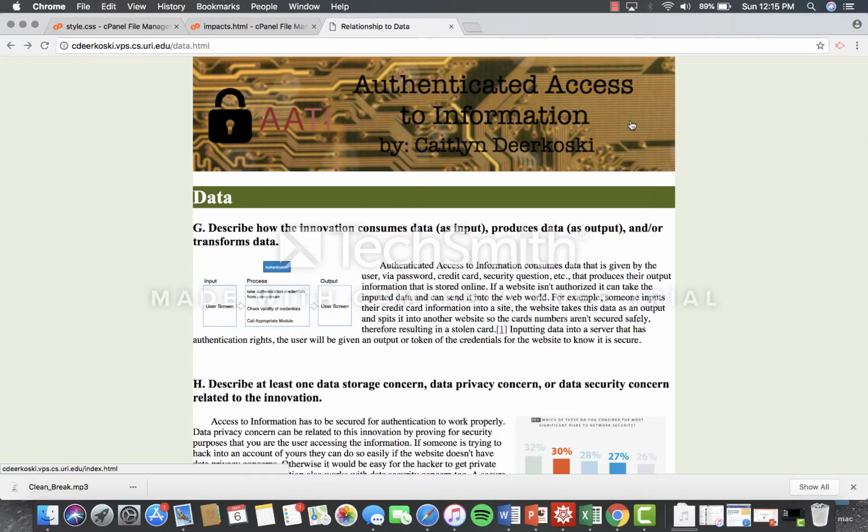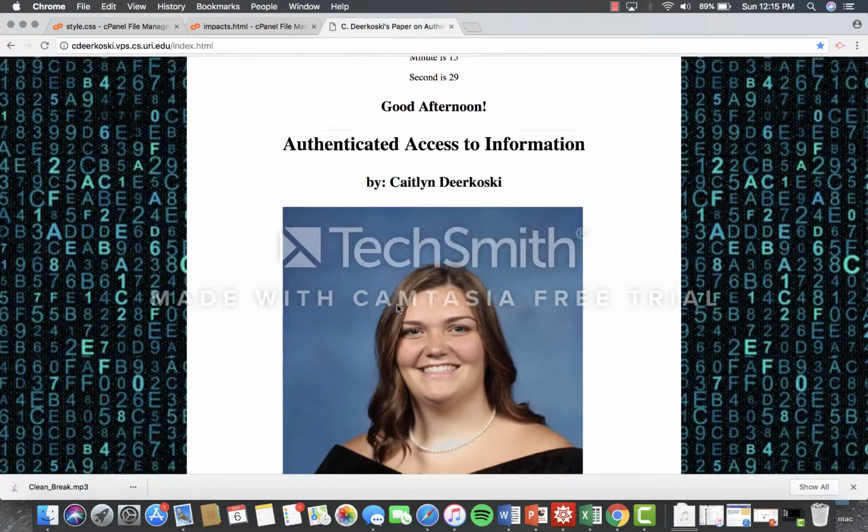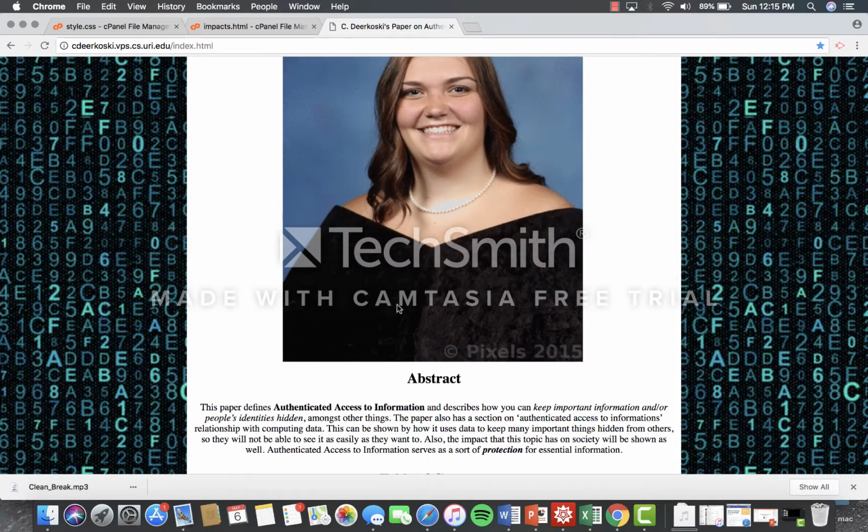At the top of each page here, there is a banner that I made. It includes my innovation topic, authenticated access to information, my name, and my logo. So as you can see, if I click on it, it brings me back to the home page. I used Pixlr to edit this banner. Pixlr allows you to use layers and text to chop pictures and put the text on top of the images.